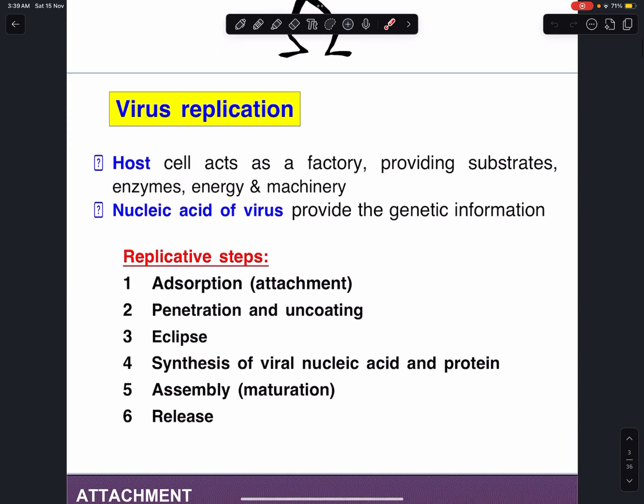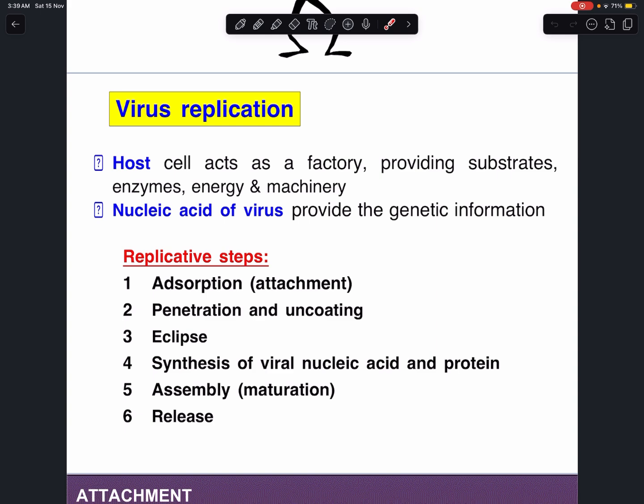Okay, first we'll start with virus replication. A host cell acts as a factory. Why is it a factory for the virus? It's literally a factory for virus replication because it has substrates, enzymes, energy, machinery, everything that the virus needs to replicate and produce more and more viruses.